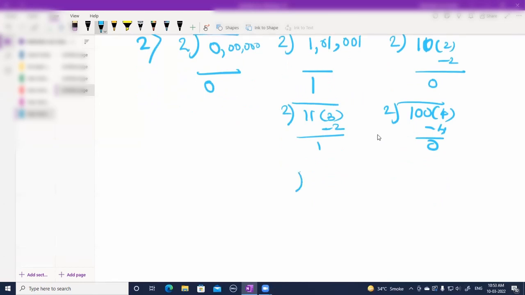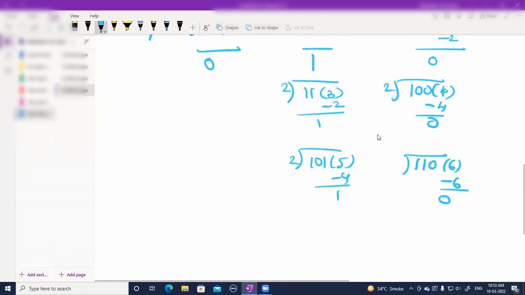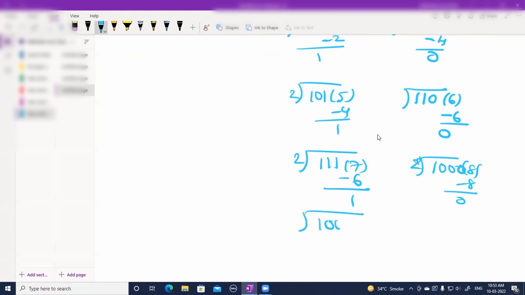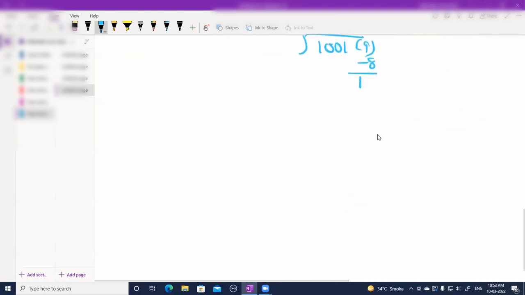Now we have number 5. When number 5 is divided by 2, we get remainder 1. When we have number 6, it is completely divisible by 2. Then we have number 7. When we divide number 7 by 2, we get remainder 1. Then we have number 8. When we divide it by 2, we get remainder 0. Then we have number 9. When we divide it, we get remainder 1. So this is your mathematical method.